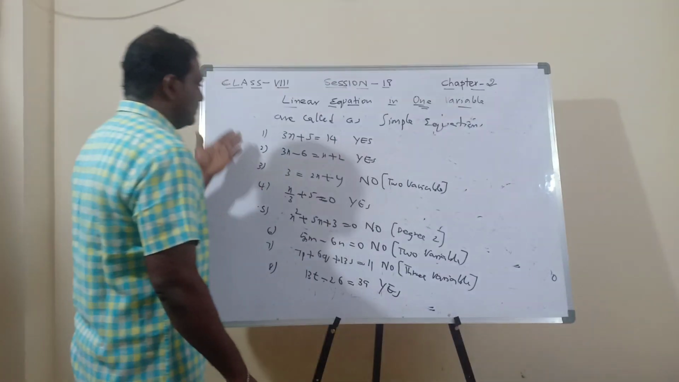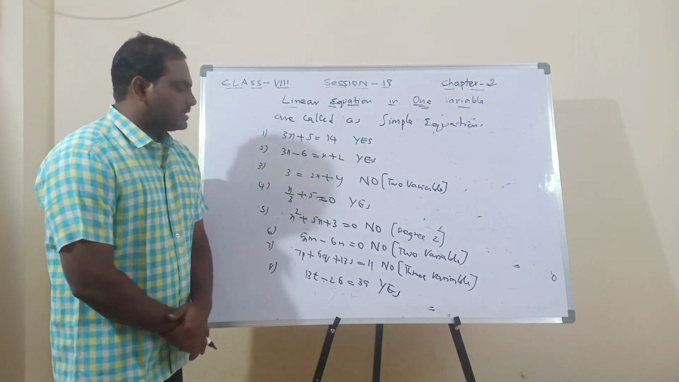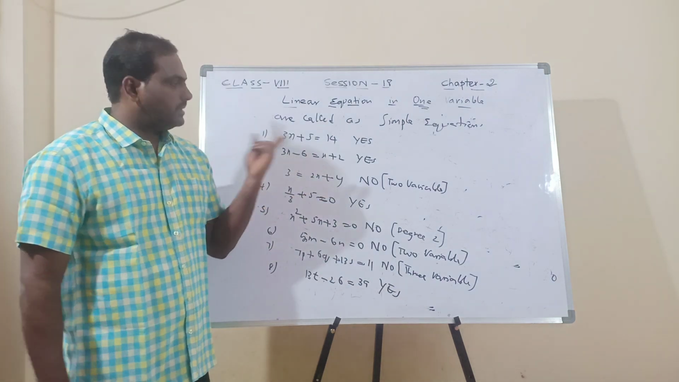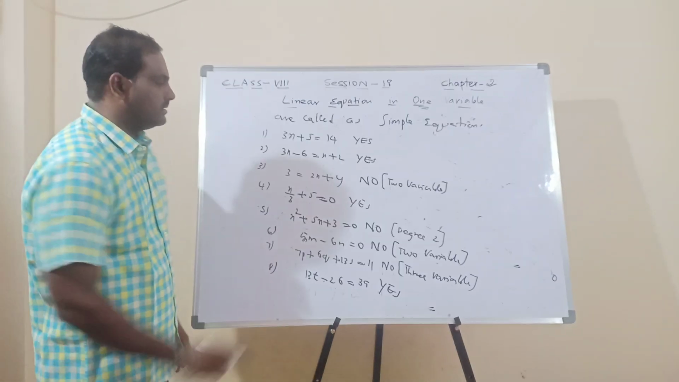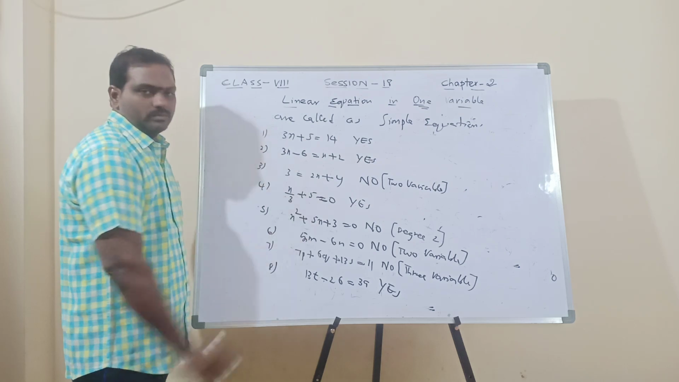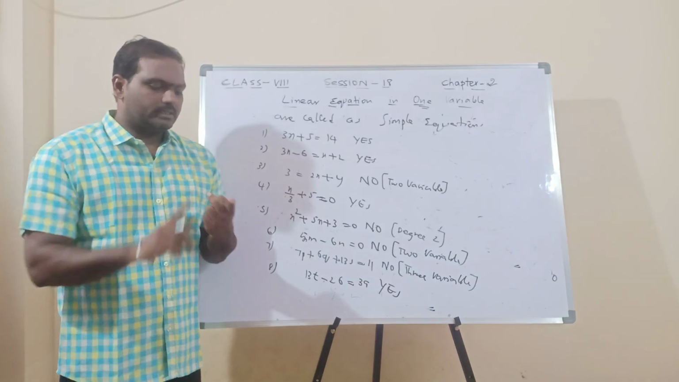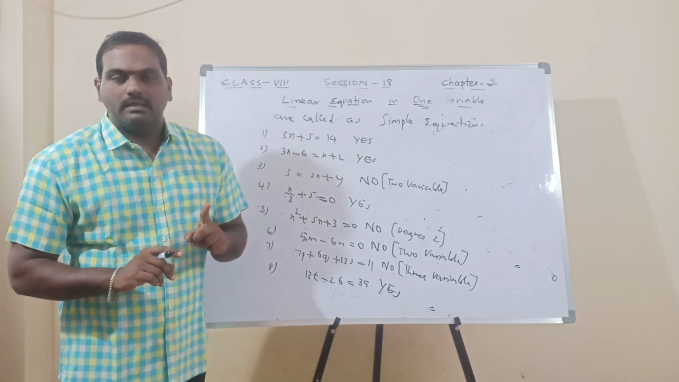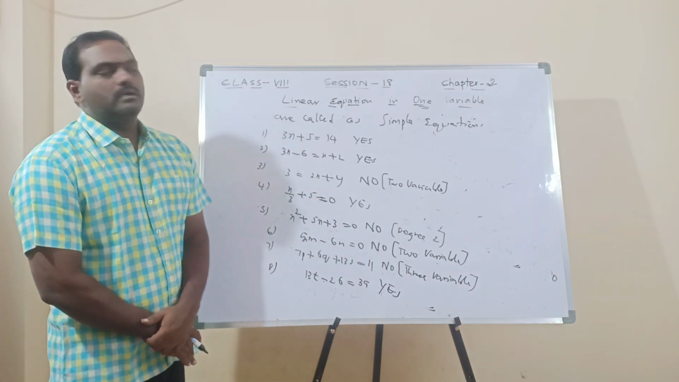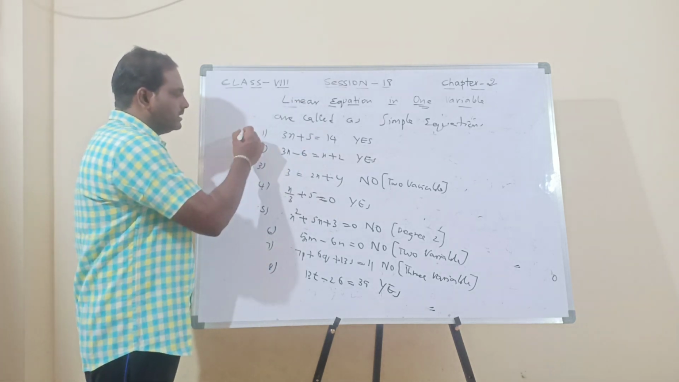Next, basing on this, we have to arrive at two conclusions. Conclusion number 1: it may have degree 1, but it will have 2 variables. And it may have the same variable, but the degree is 2. So we have to remember only one condition. Condition number 1, the degree must be 1. And second, only a single variable must be there. Those are called simple equations. Okay, so that's all.